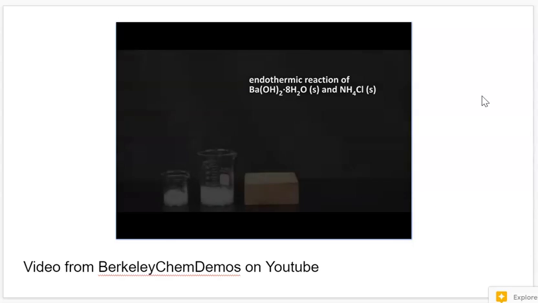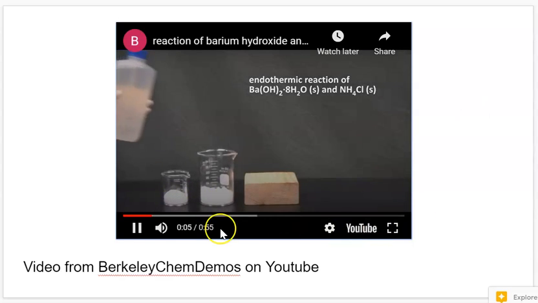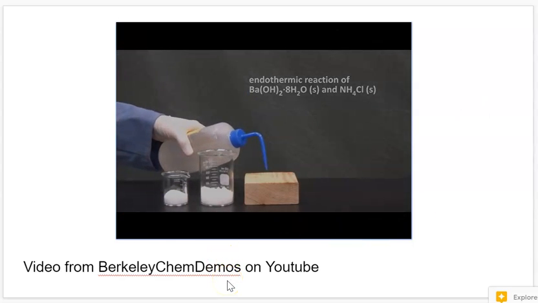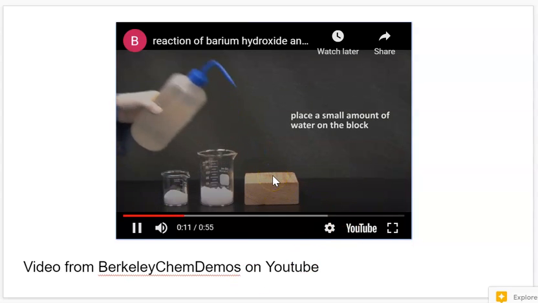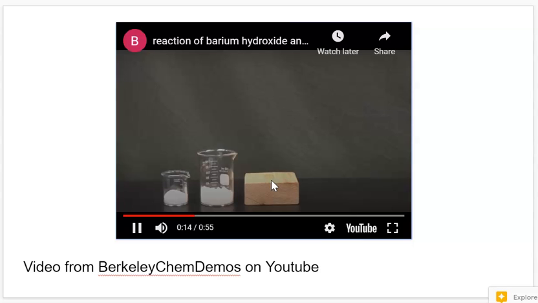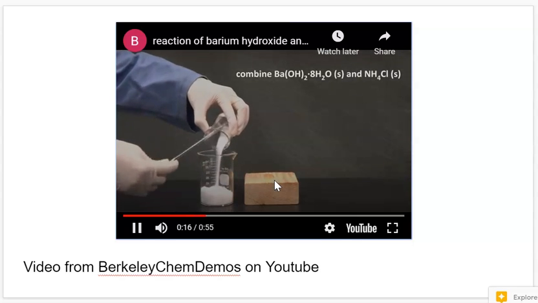And in this case, we have two beakers full of our solids, our barium hydroxide hydrate and our ammonium chloride. And then on this wooden block, they're putting a little blob of water. And this is going to help us track the endothermic reaction. You'll see why in a sec.